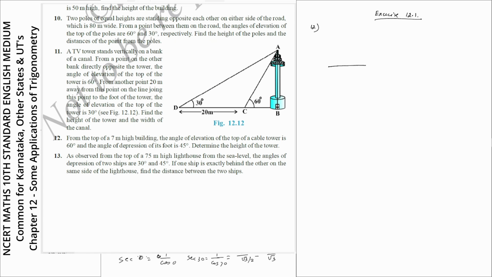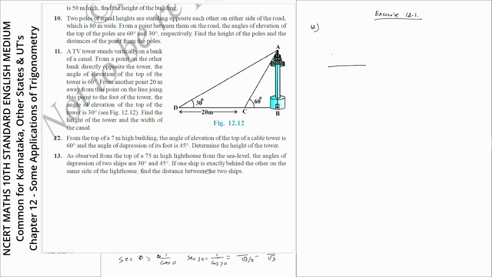Exercise 12.1, question number 12. From the top of a 7-meter high building, the angle of elevation of the top of the cable tower is 60 degree and the angle of depression of its foot is 45 degree. Determine the height of the tower.